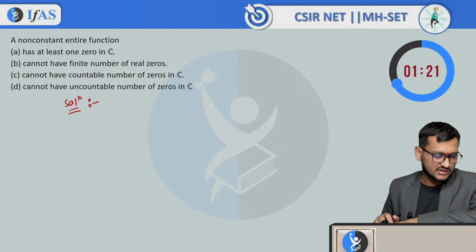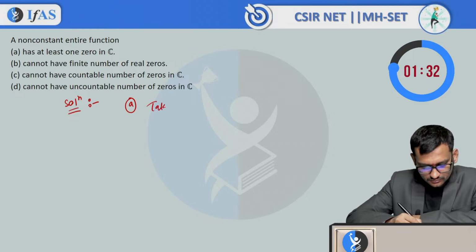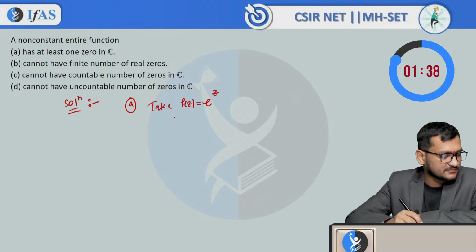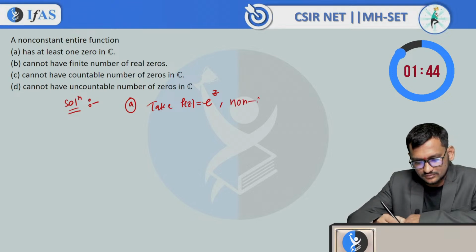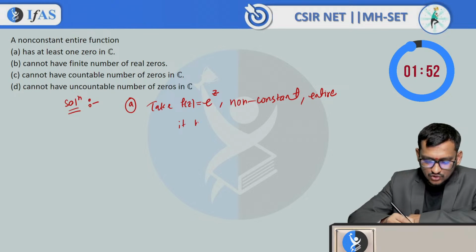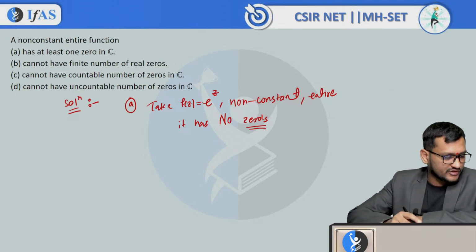A non-constant entire function has at least one zero, कम से कम एक जीरो होगा, क्या ये ट्रू है? How many zeros this function has? This is non-constant entire. And how many zeros this function has? No zeros. It has no zeros. Can we discard option number A with this?